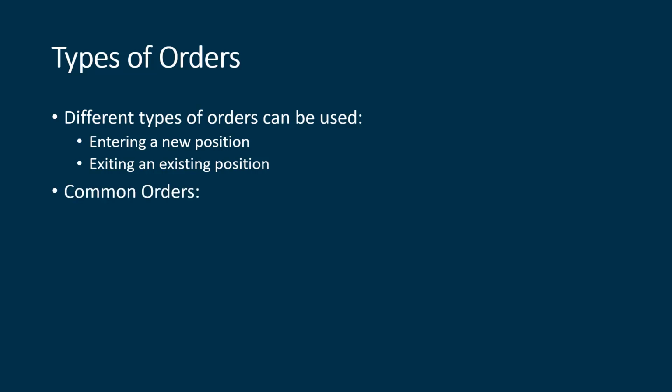Some of the most common orders are a market order. That's whatever the market is at any given time. A limit order, only get in if my price is hit. So if you set a limit order of 10, that means that you get in if 10 or below is hit if you're looking to buy, or 10 or higher is hit if you're looking to sell.